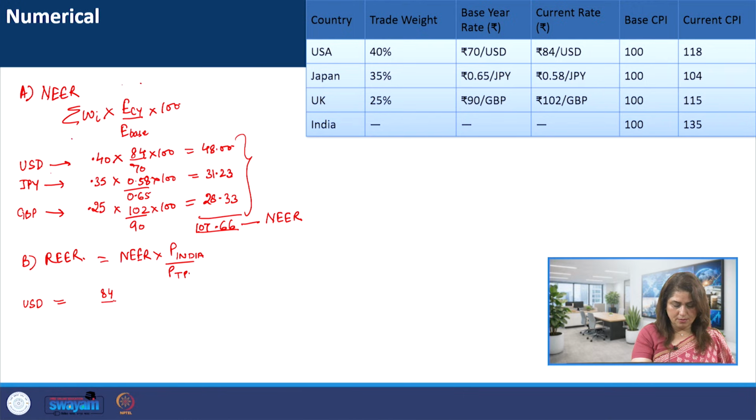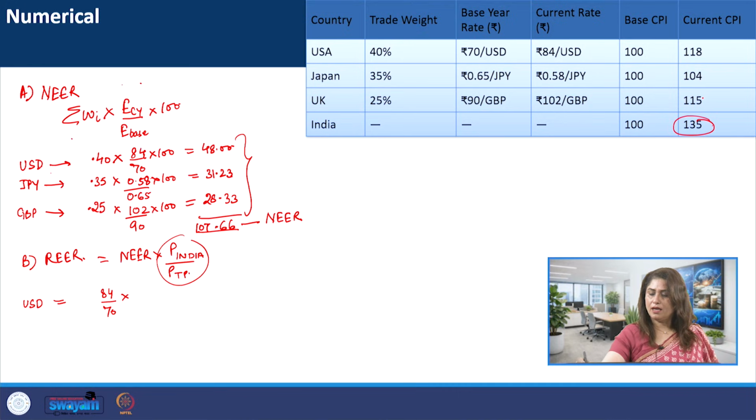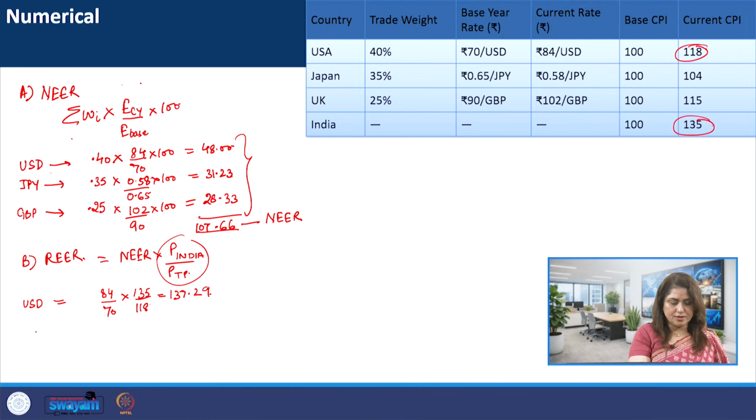So, here it is going to be 84 divided by 70 into this price ratio, which has been given to us. This is 135 for India and 118 for USA. So, we will write here 135 divided by 118, and the REER component is equal to 137.29.